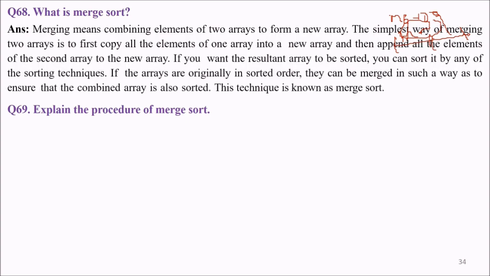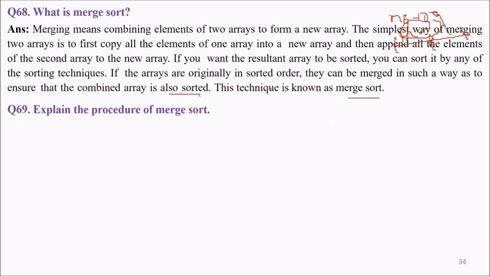Merging means combining elements of two arrays to form a new array. The simplest way of merging two arrays is to first copy all elements of one array into a new array, and then append all the elements of the second array to the new array. If you want the resultant array to be sorted, you can sort it by any of the sorting techniques. But if the arrays are originally in sorted order, they can be merged in such a way as to ensure that the combined array is always sorted. This is known as merge sort.